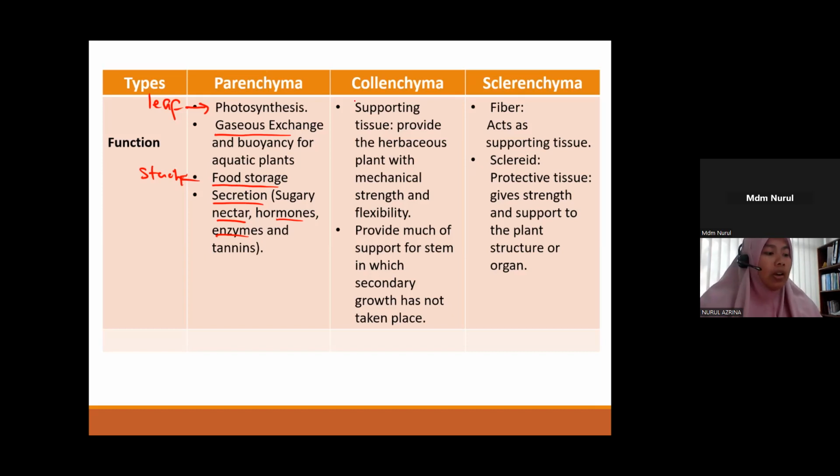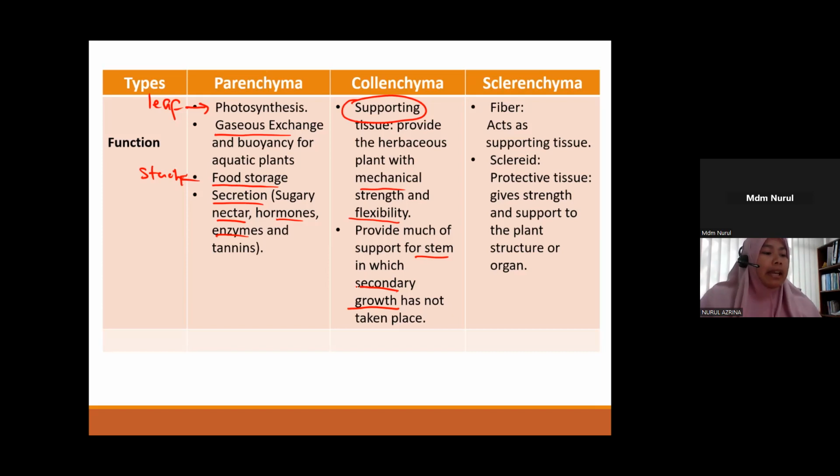For collenchyma, the function is more on support. For tissue, it provides the herbaceous plant with mechanical strength and flexibility. So collenchyma supports the herbaceous plant in terms of strength and flexibility. It also provides much support for stems in which secondary growth has ceased. It also supports plants that have stopped lengthening.